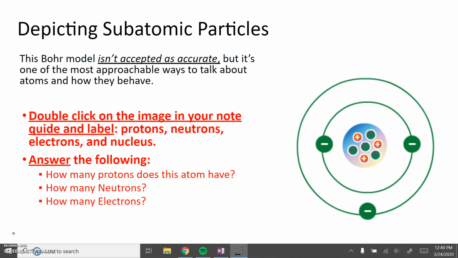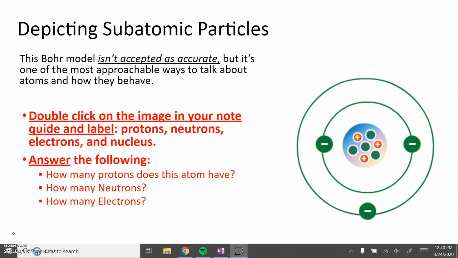All right, so now we can talk about the answer. The red dots in the center of the atom that have the plus sign on them are our positive protons. The green circles with the white outline in the center that have no symbol on them are our neutrons. They have no symbol because they are neutral and they don't have a charge. The big green circles on the rings around the nucleus are our electrons. They have the negative symbol on them because they are negative. And the nucleus is the blue, purple, and yellow circle in the middle.